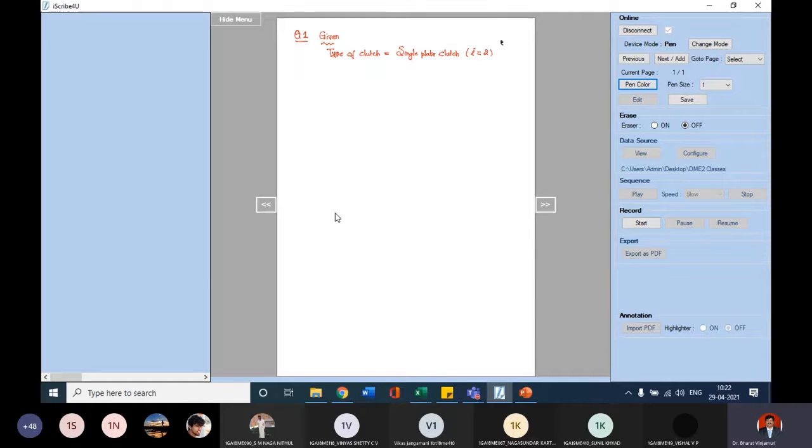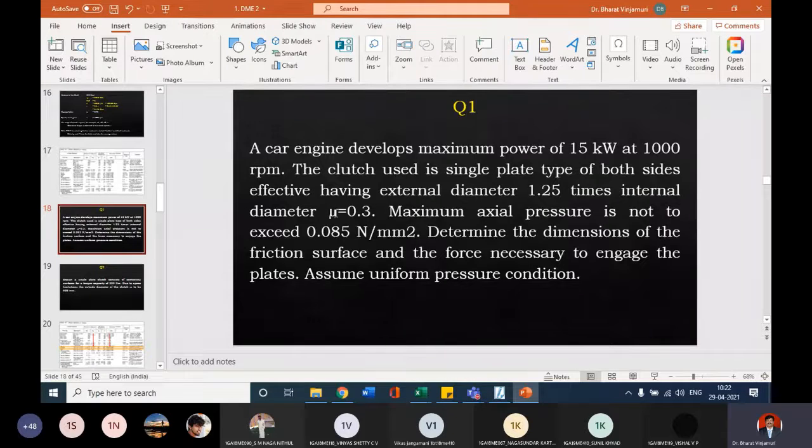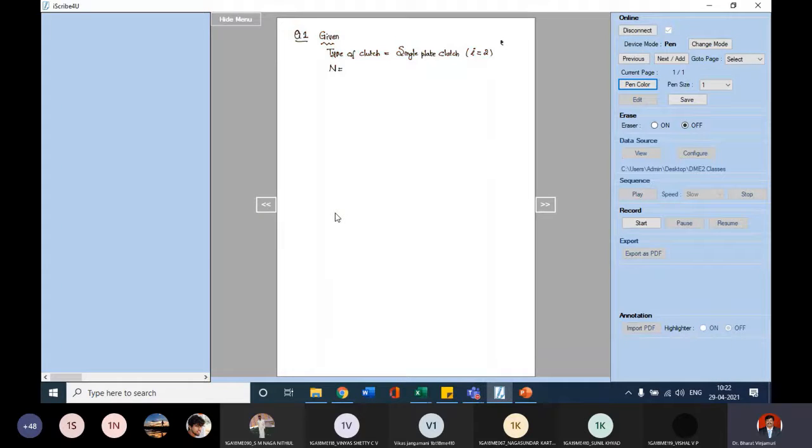Once you are done, the other data, capital N. In this problem, capital N is 15 kilowatts. Now small n, you have 1000 rpm.